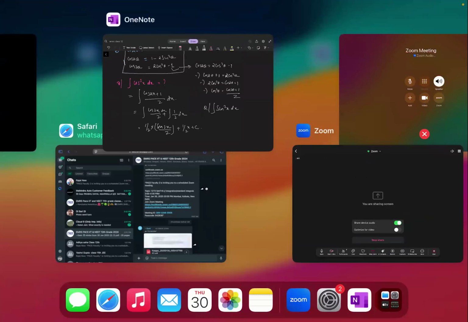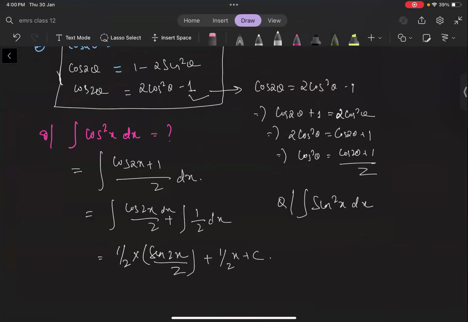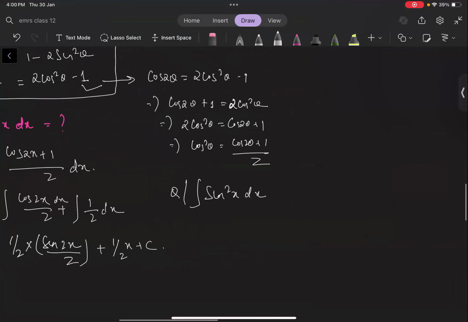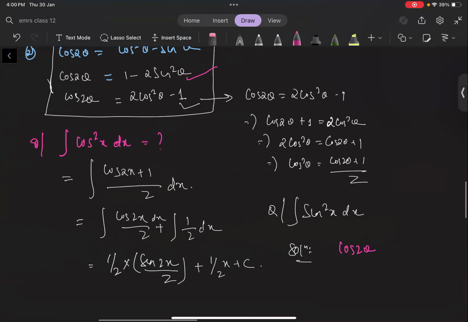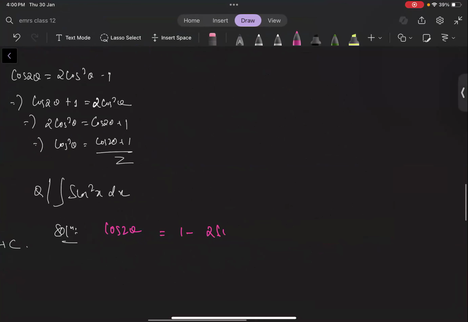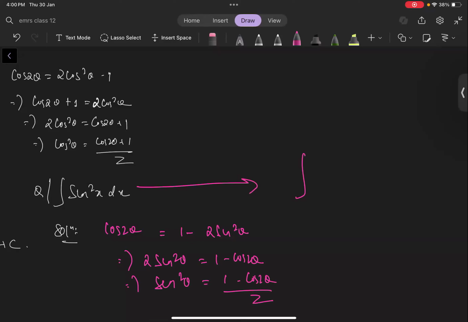Okay. Any answer, guys? Want to share on the chat? You can share your concerns on the chat also. So we are well aware of the fact that cos 2 theta can be written as 1 minus 2 sine square theta. So 2 sine square theta is nothing but 1 minus cos 2 theta, and sine square theta can be written as (1 minus cos 2 theta) divided by 2.